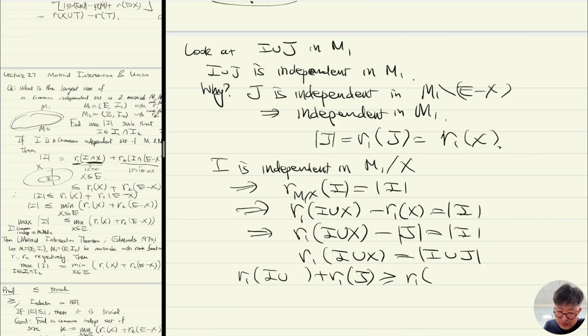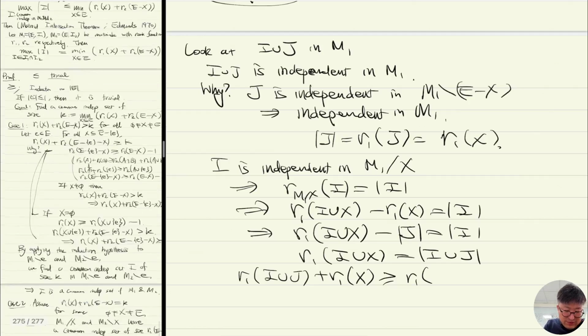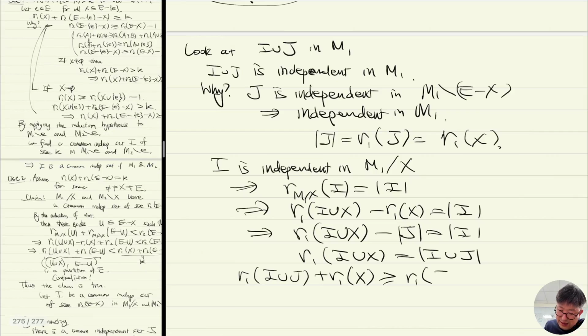Okay, let's say this way. Here is J and here is X. Now if I apply some modular inequality, what we end up with is that for I union X, the intersection is J. So that now in the group shape, this is equal to I union J, and this is rank 1 of J, which is equal to J.